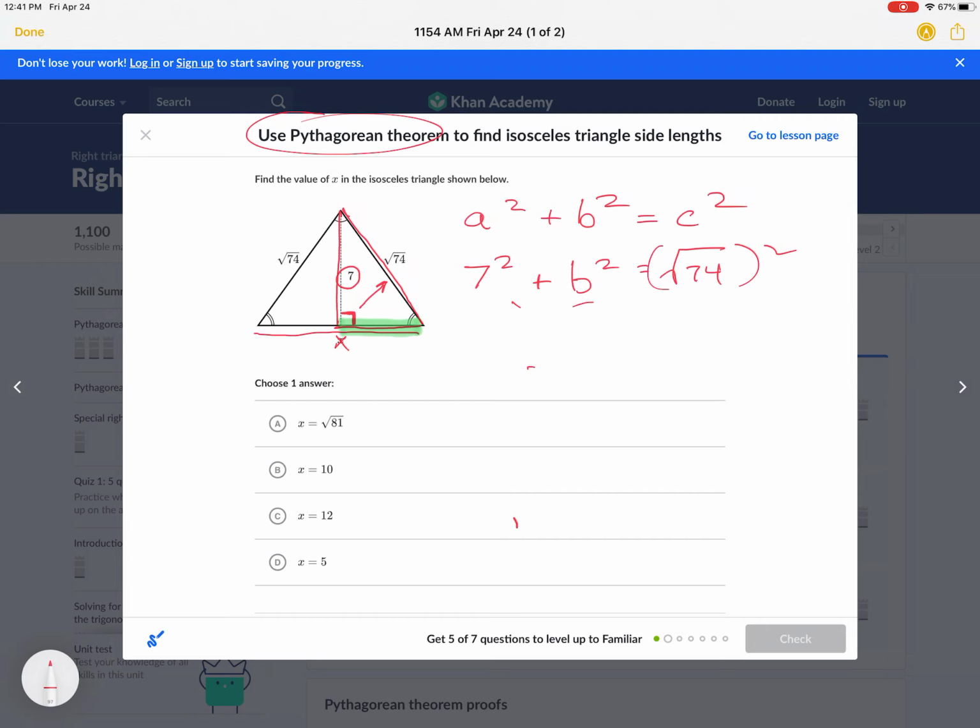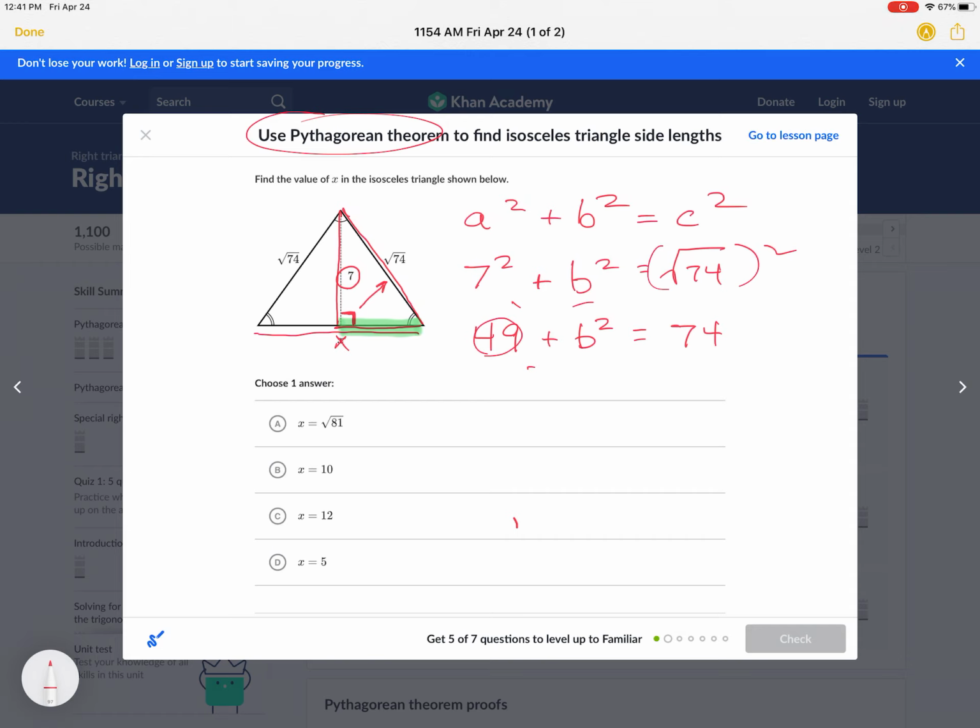All right, so 7 squared, which is 7 times 7, equals 49, plus b squared equals the square root of 74 squared, which is just 74. All right, now we need to try to get this down to where we end up with b equals a number. So the first thing we need to do is we need to get rid of the 49.